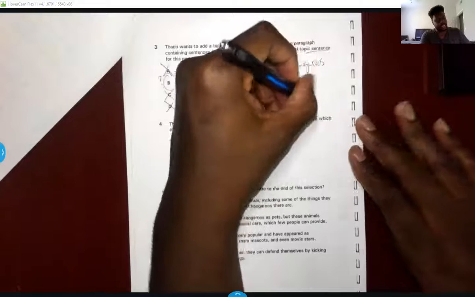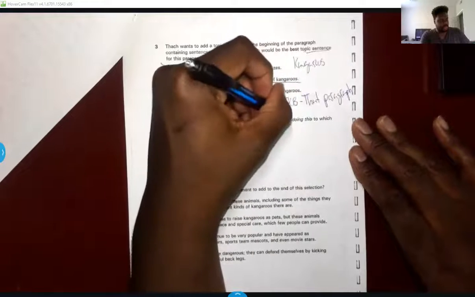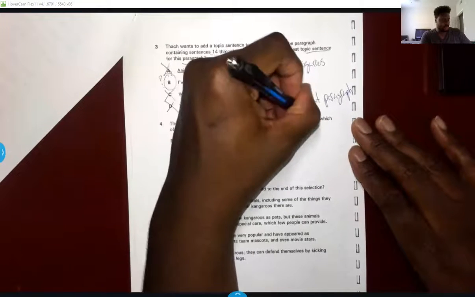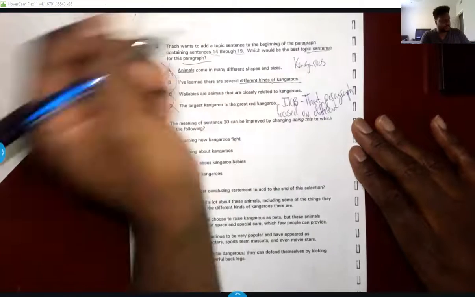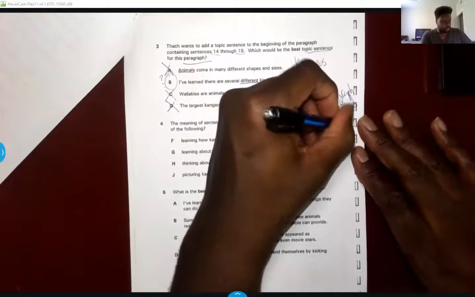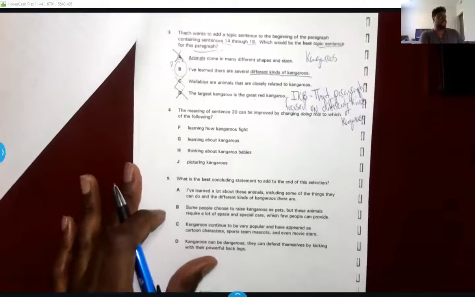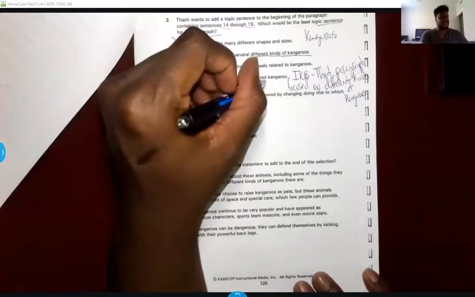So what I put is that paragraph focused on different kinds of kangaroos. Okay, that paragraph focused on different kinds of kangaroos. It didn't talk about different animals, didn't talk about wallabies, didn't talk about only the red kangaroo, it talked about all the different types of kangaroos.